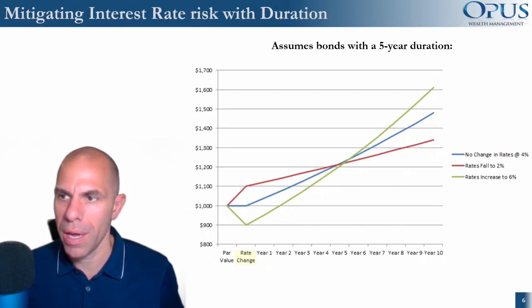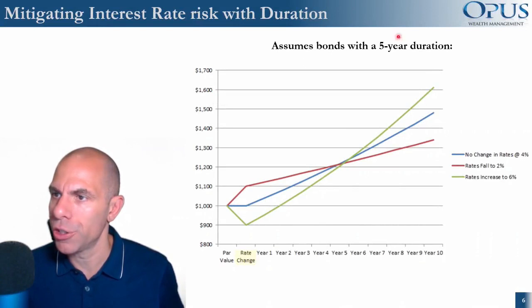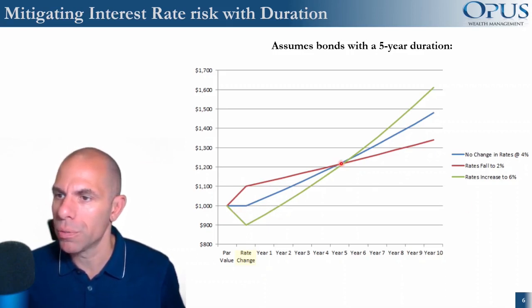So, this is a 5-year duration bond, and it's showing you 3 paths. So, the blue line is if rates don't move, right? So, rates stay, and this blue line just represents earning 4% on your money.